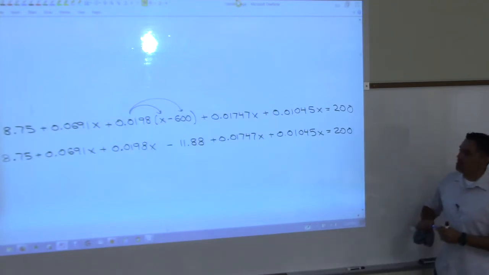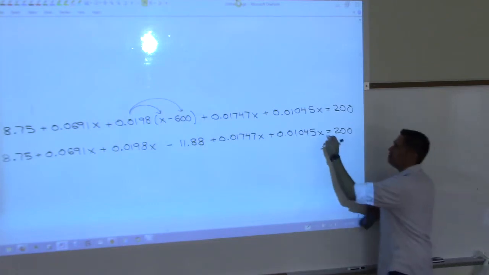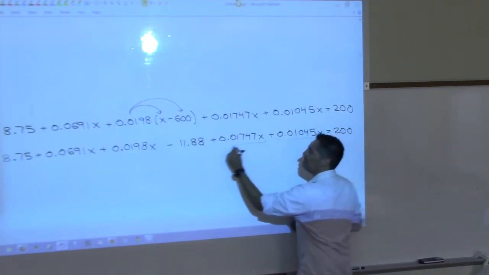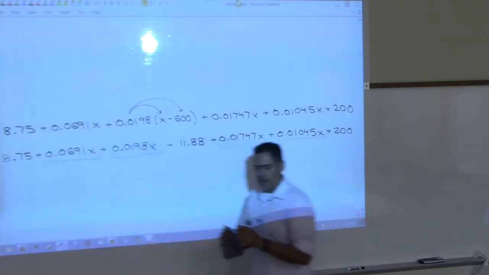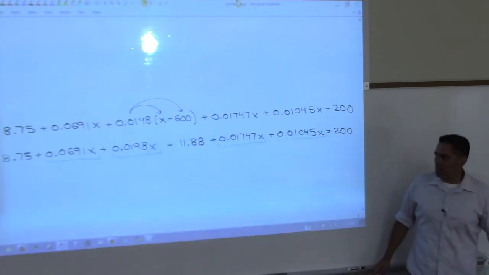Next thing I'm going to do is collect all my like terms. So this has an x in it, this has an x in it, this has an x in it, and this has an x in it, right? I can put all those together. And how do we do that? How do we collect like terms?